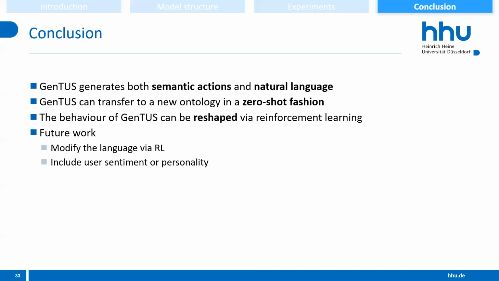So in conclusion, GenTUS is able to generate semantic actions and natural language, and it can transfer to a new ontology in a zero-shot fashion. Its behavior can be reshaped by reinforcement learning. And in future work, we would like to modify its language part by reinforcement learning and include more information like user sentiment or personality.